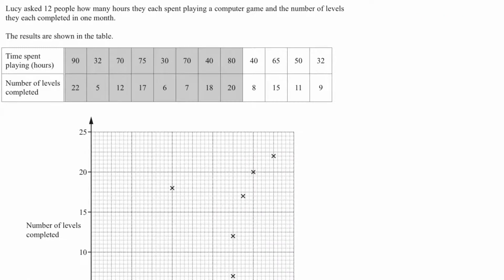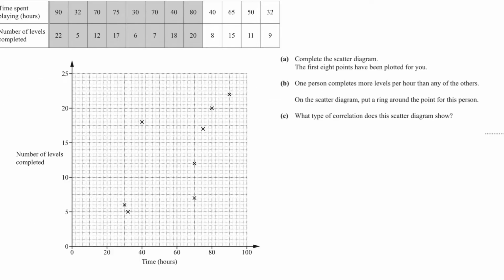The next question, Lucy asks 12 people how many hours they each spent playing a computer game and the number of levels they each completed in 1 month. The results are shown below and they are represented in a scatter graph. We have to complete the scatter diagram. The first 8 points have been plotted. So these are the 4 remaining points. Time spent playing hours. This is the x-axis and this is the y-axis.